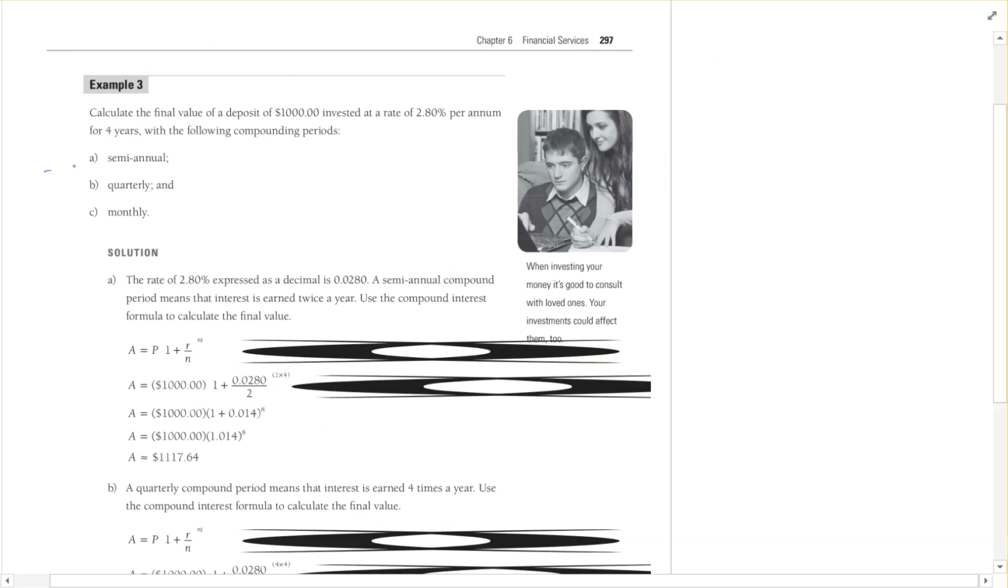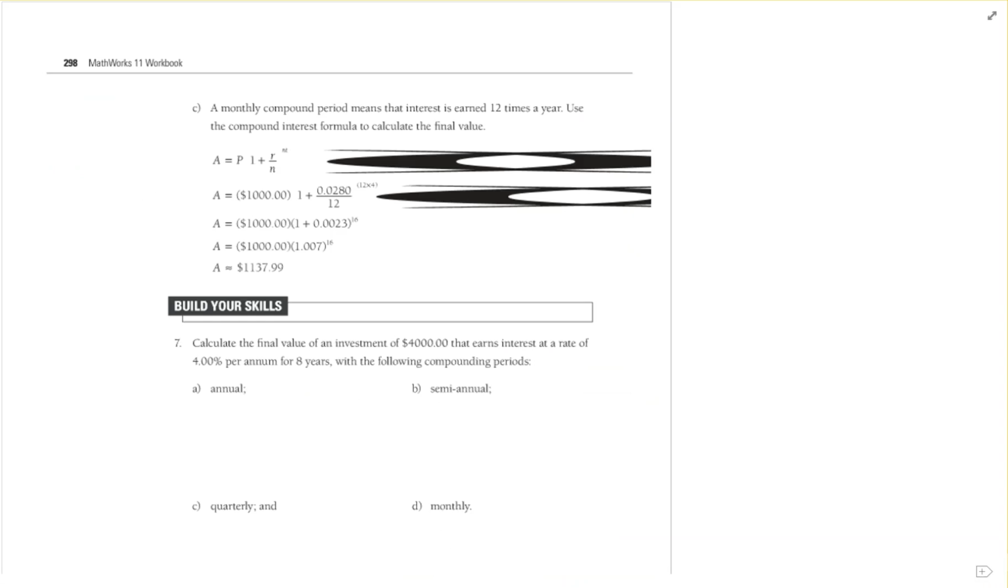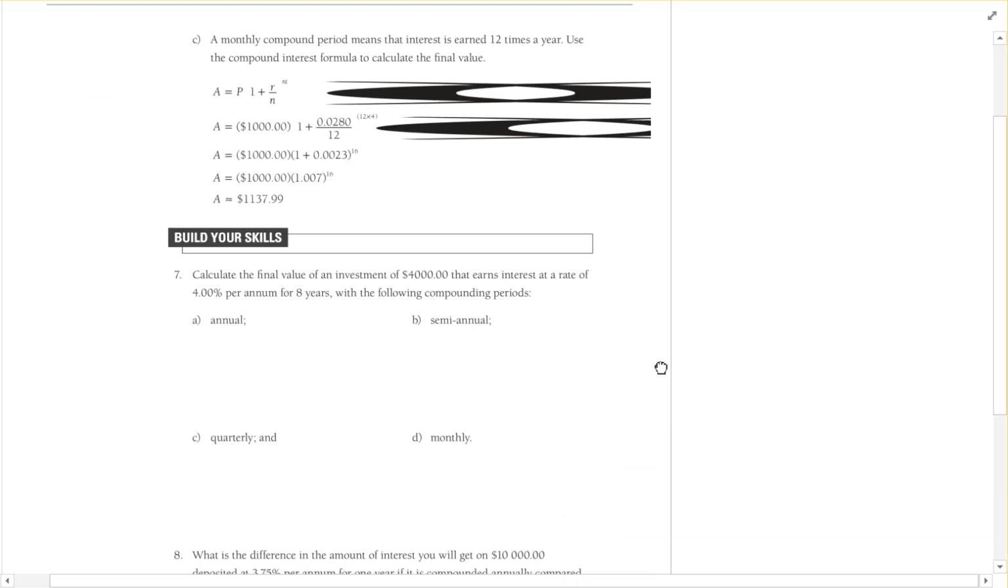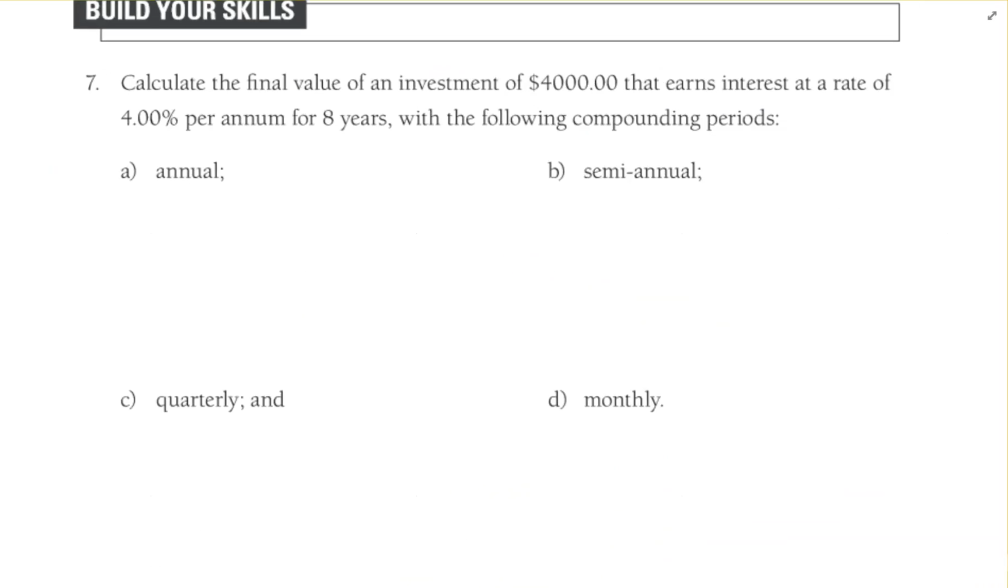So now what we're going to do is change up how it's compounded, so it won't necessarily always be annually. It'll be semi-quarterly or monthly now. It's not really going to change much. All that's really going to change is what that N value is. Not much different though. Let's skip those and let's do some on our own here.